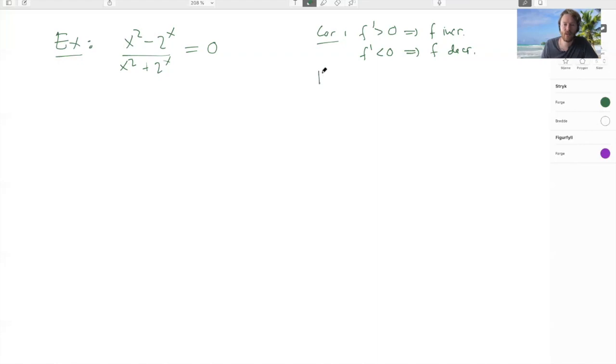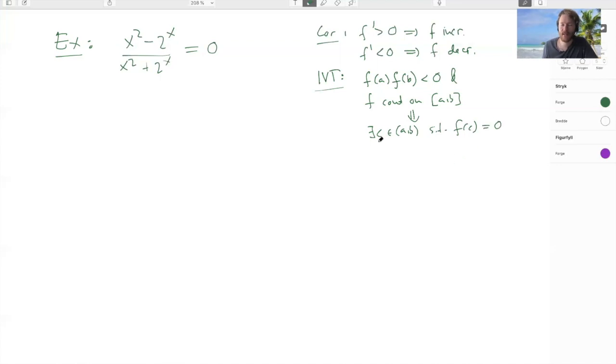And we'll also use the intermediate value theorem, which says that if f of a and f of b have opposite signs, you can actually write this as saying that the product is negative. So this is only true if they have opposite signs, and f continuous on [a, b]. This implies that there exists a point c in (a, b) such that f of c is equal to 0. Now, of course, this implies that there exists at least such a c. So we don't know that there exists exactly one point here, which is a problem.